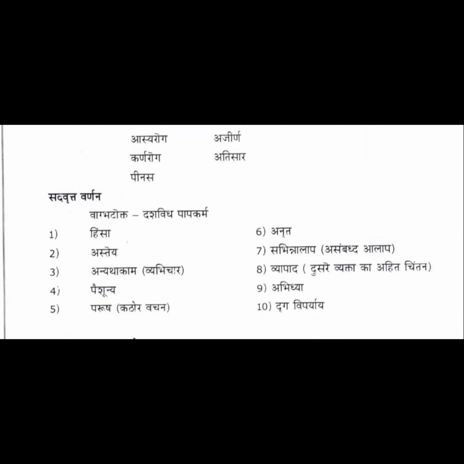In Charaka, the reference of Sadvritta is not explained in Tasyashitiya, but here, along with Dinacharya, he explains Sadvritta and he explains about Dashavida Papa Karmas. Only remember that he has explained Dashavida Papa Karmas. Which are the Dashavida Papa Karmas? Not much important. Just for your knowledge, you have to know, that's it. Himsa, Steya, Anyatha Kama, Paishunya, Parusha, Anruta, Sambhinnalapa, Vyapada, Abhidya, and Drigviparyaya. Remember only Dashavida Papa Karmas in the context of Sadvritta is explained in Dinacharya chapter. That much if you remember, that's enough.